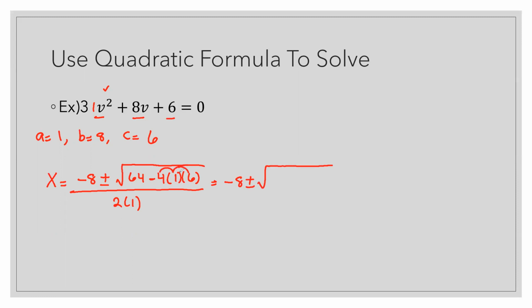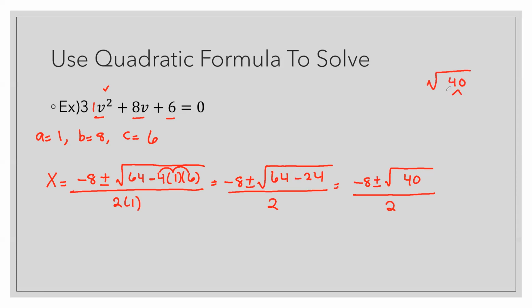What's -4 times 6? -24. Okay, good. So I thought it would be 64. No, it's 64 and then minus 24, all over 2. So that's -8 plus or minus 64 minus 24 is 40, all over 2. So this is a good one because you can't take the square root of 40, it's not a perfect square, so you're going to have to break it down.